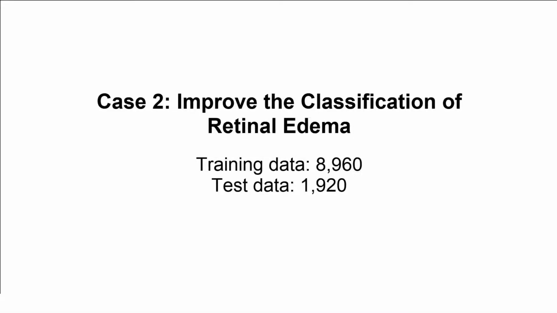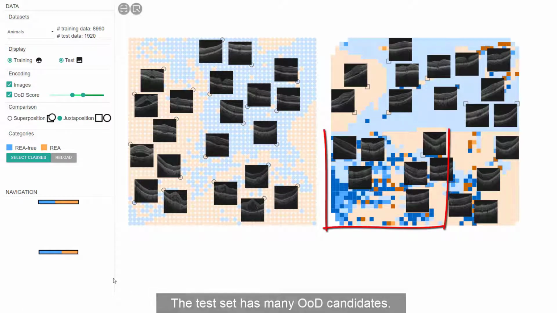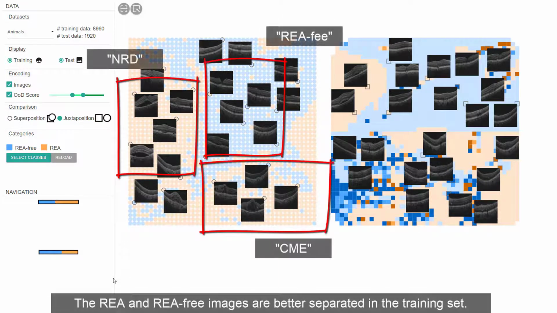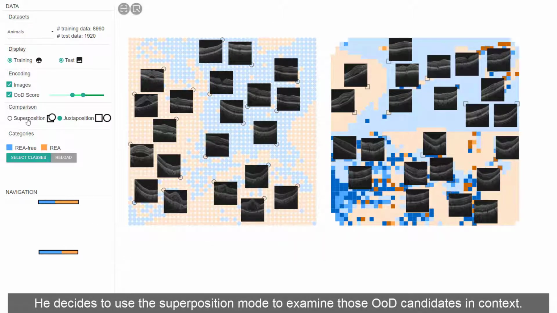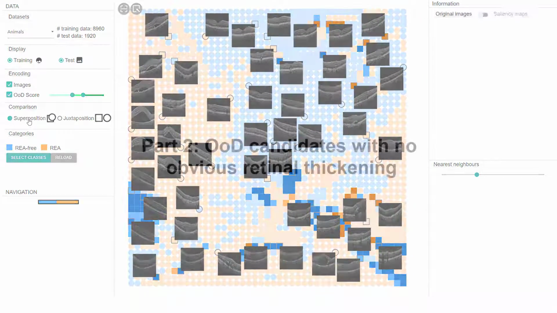Case 2. Improve the classification of renal edema. Part 1. Overview. The doctor compares the data distribution between the training and test datasets. The test set has many OOD candidates. The REA and REA-free images are better separated in the training set. He decides to use the superposition mode to examine those OOD candidates in context.